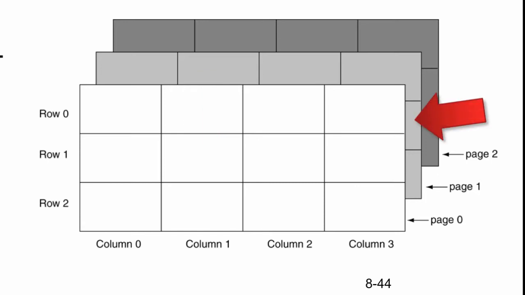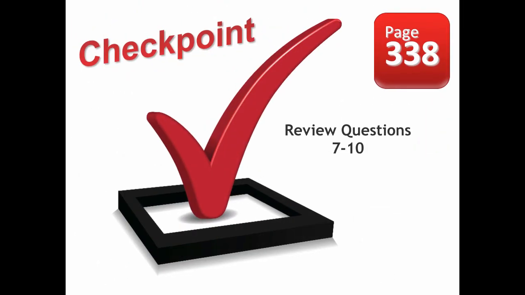Okay? Can you tell what this one is? That's on the second page. So it'd be row 2, column 3, page 1. All right? How about this one? That's going to be row 0, column 3, page 2. Okay, turn to the review questions and do 7 through 10.